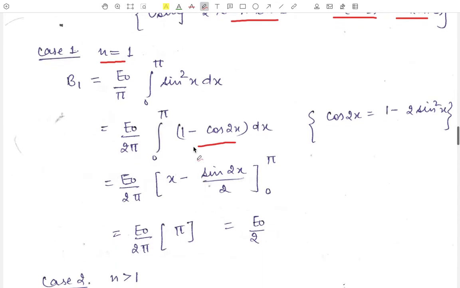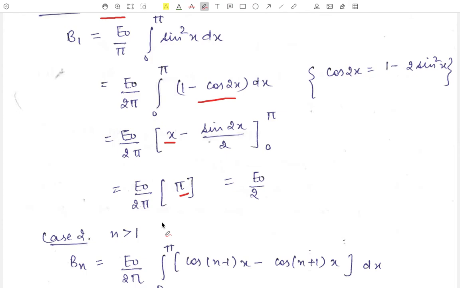Now the integration of 1 is x and the integration of cos 2x is sin 2x upon 2. Between the limits 0 to pi, putting the limits here, we get pi, because the sine term is always 0. Therefore, the value of the first Fourier coefficient b1 is E naught upon 2.